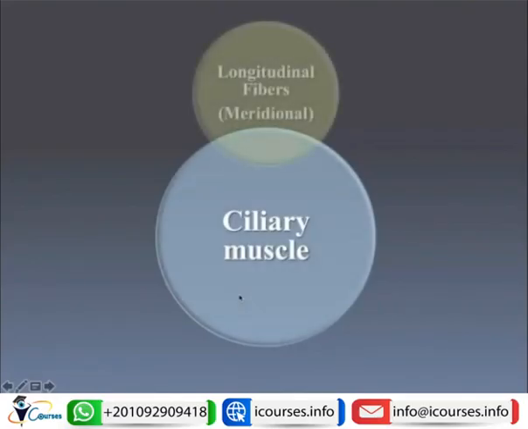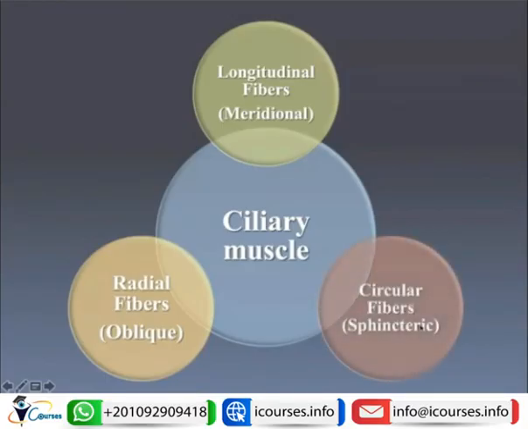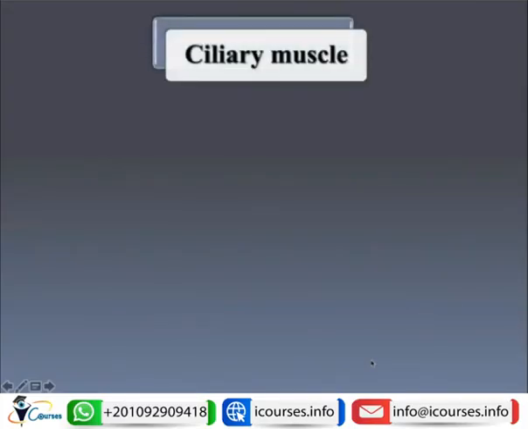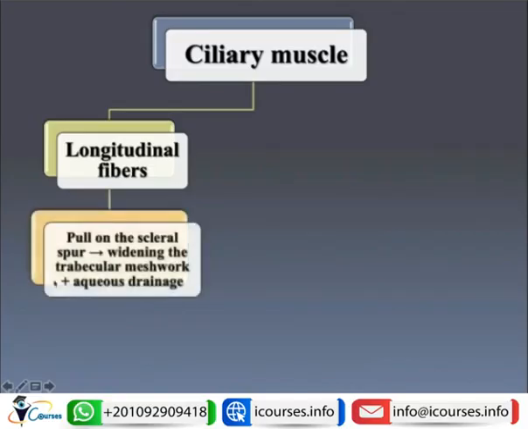About the ciliary muscle: it consists of three parts. We have the longitudinal fibers, sometimes called the meridional fibers, the radial fibers or oblique fibers, and finally the circular fibers or sphincteric fibers. The function of the longitudinal fibers is to be attached to the scleral spur. Once contracted, they pull on the scleral spur, leading to opening of the trabecular meshwork, helping the aqueous drainage.